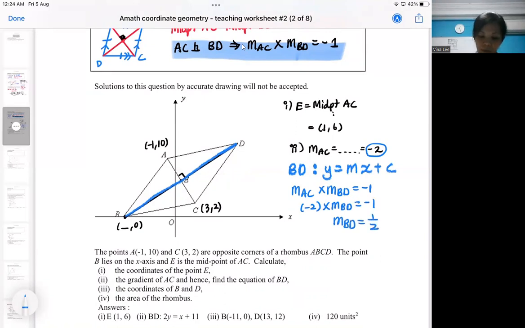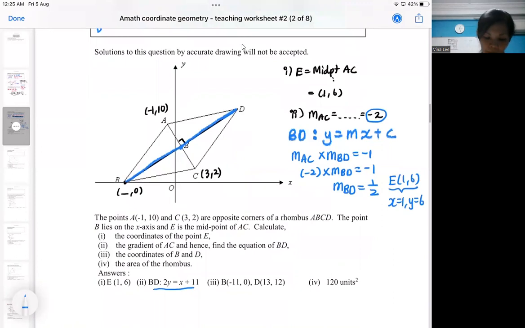And when you can find the gradient, you use E as a point, because E is sitting on the line BD. So you should use E as a point and you should try to get the equation. So see whether you get this equation. Then subsequently, your job is to find B.